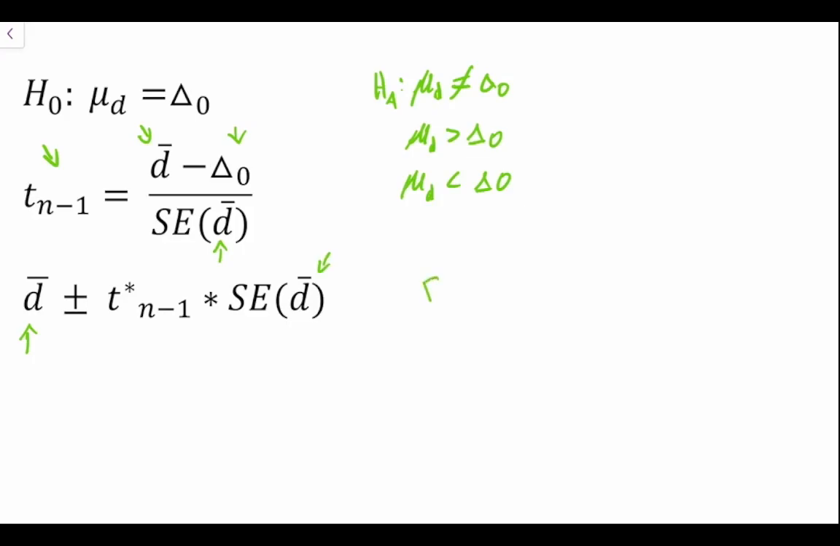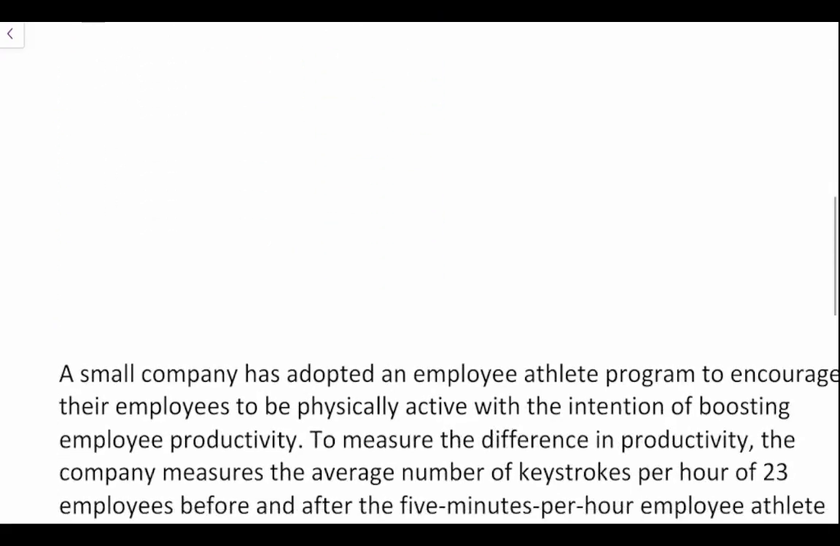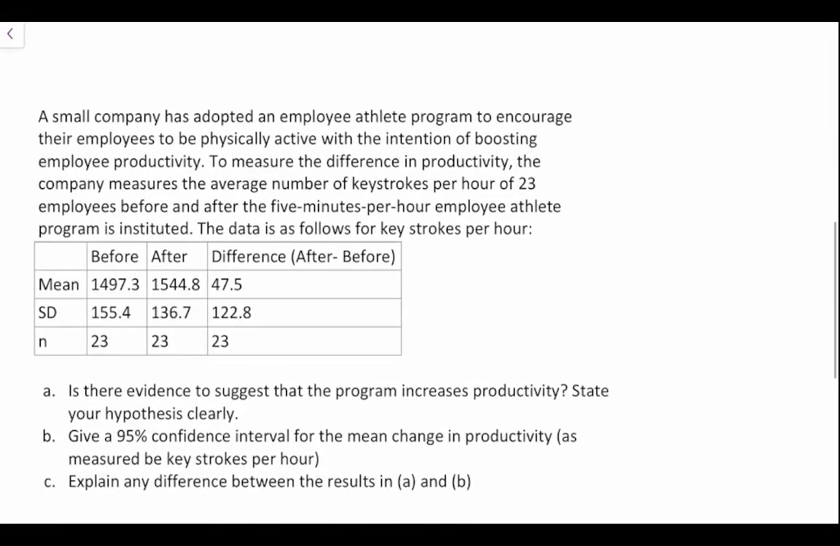The standard error, SE d bar, is still equal to the standard deviation of our sample divided by the square root of n. That absolutely still holds true. We have to be cognizant of how we're getting that information, because you may need to add and subtract random variables from each other. But if you're given the standard deviation of the mean difference, then you can calculate the standard error relatively straightforwardly. So let's go ahead and look at our question here.